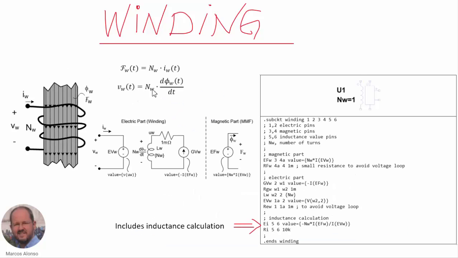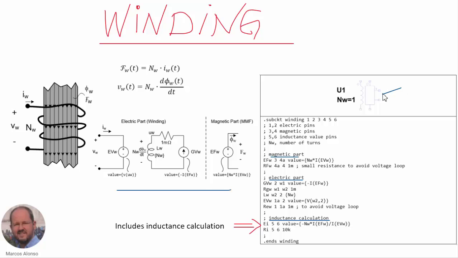In this slide, we can see how to implement this equivalent circuit. The two equations are implemented with this equivalent circuit that we have just seen, and then we are implementing everything here in SPICE. So we can see the different parts corresponding to the magnetic part, the electric part, and also in this element, we are including the inductance calculation.